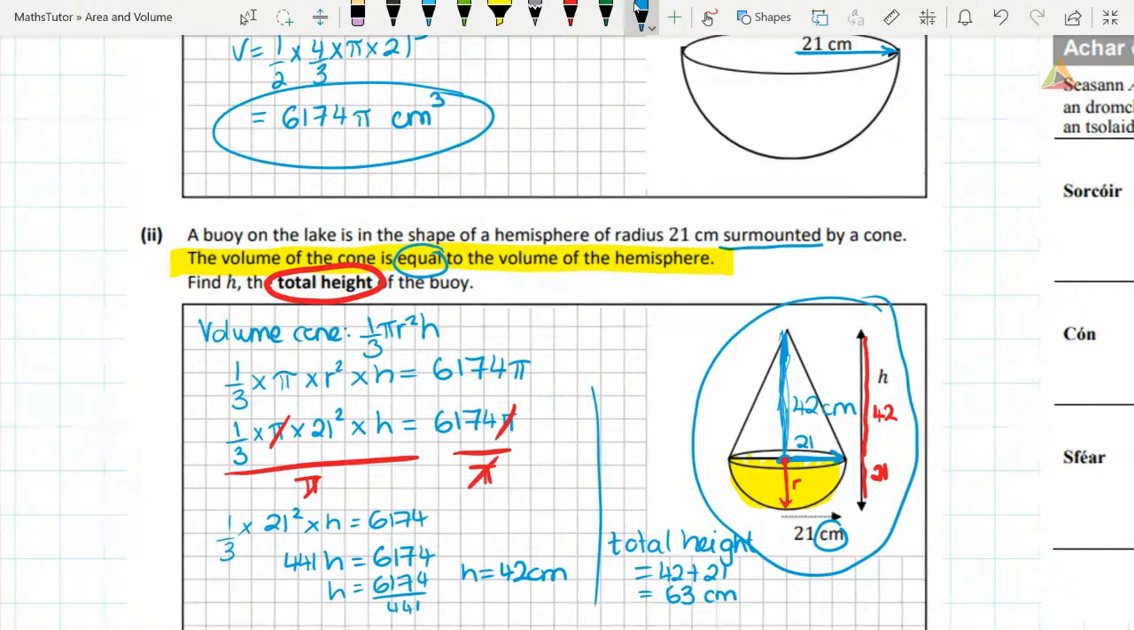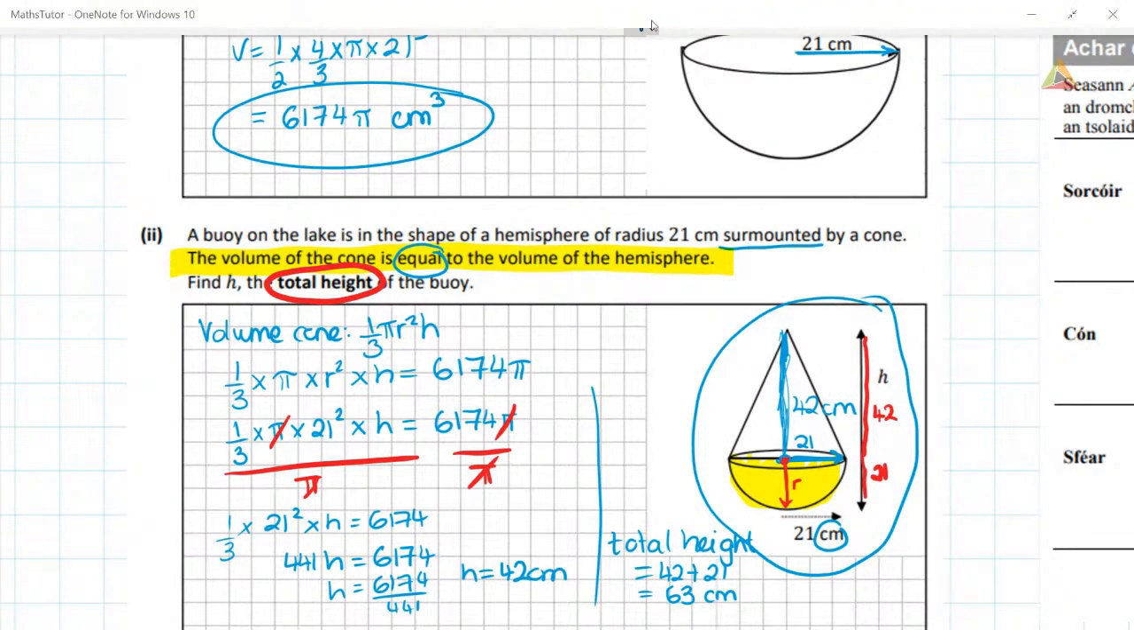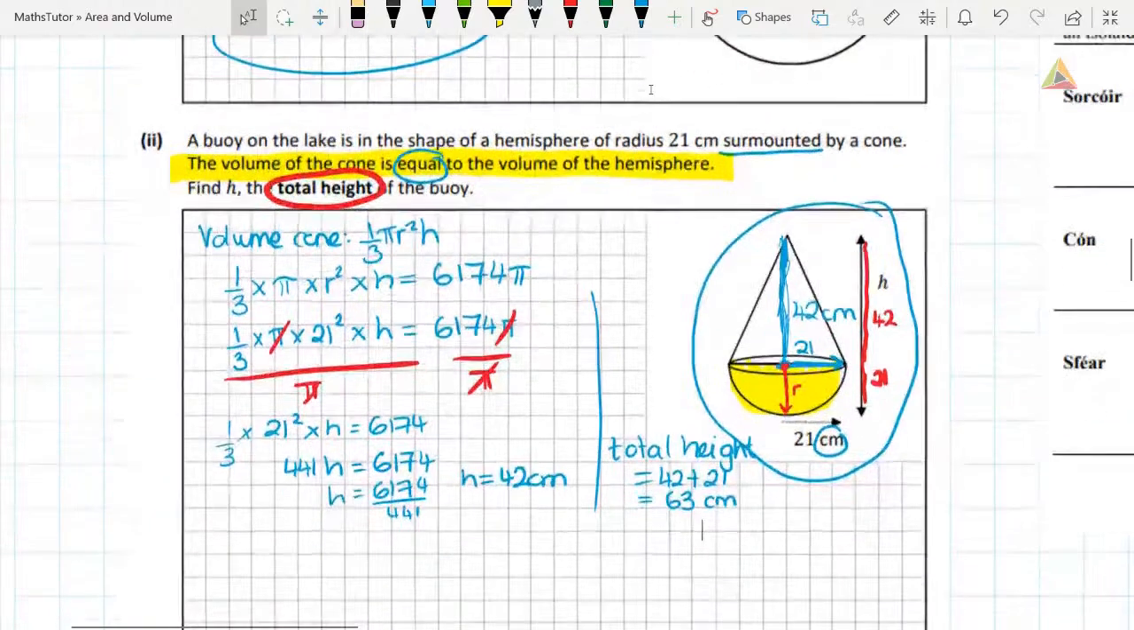So it's really important to just make sure that we're reading every part of a question. So we're told the volumes are equal. We were told that we were looking for the total height, and we just break that question down into pieces like that and solve for the total height.